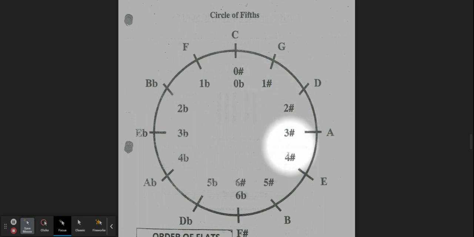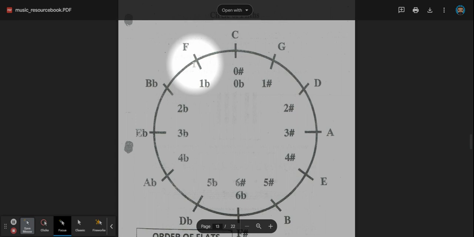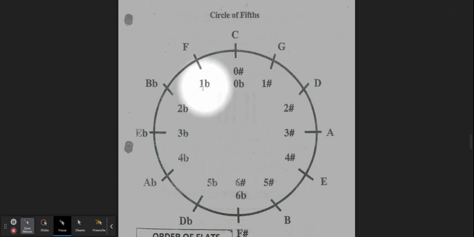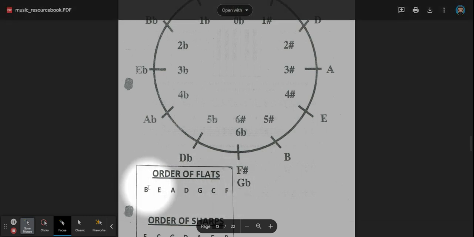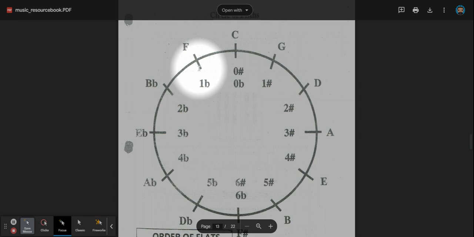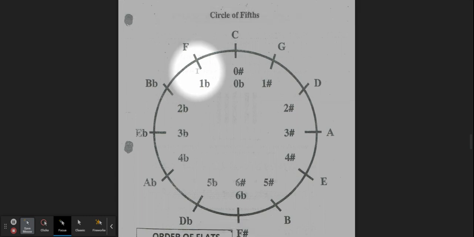And that works for all these scales, okay? Or if I think about F major: F, G, A, B flat. B flat is the one flat because that is the first flat in the order, and we only have one flat in that scale. B flat, C, D, E, F.